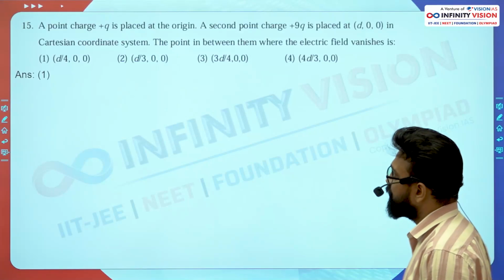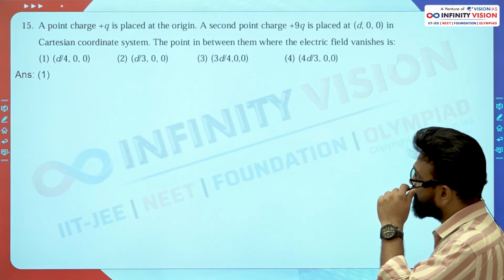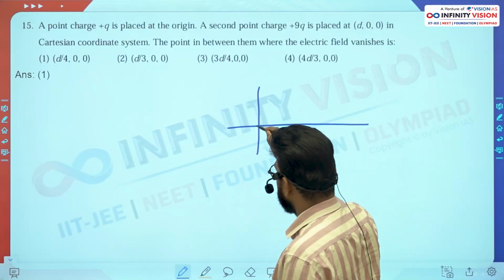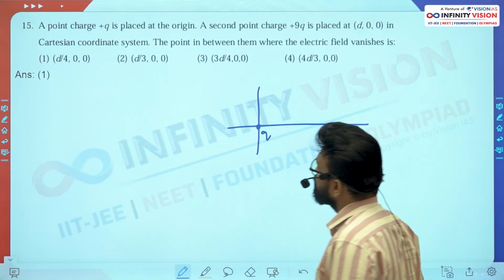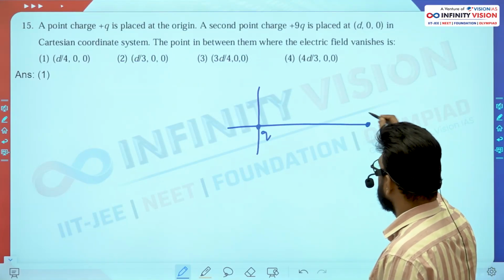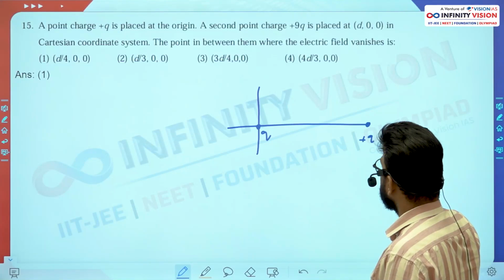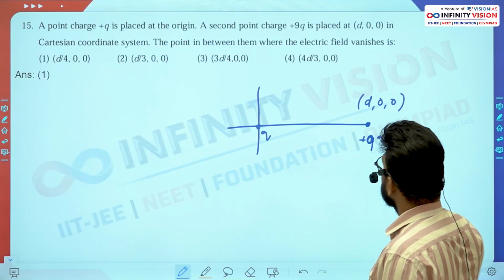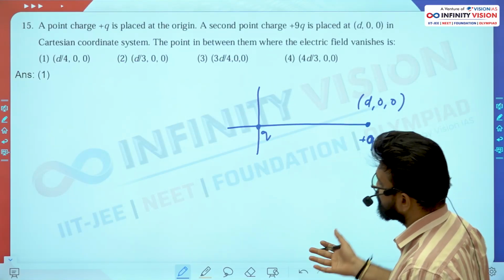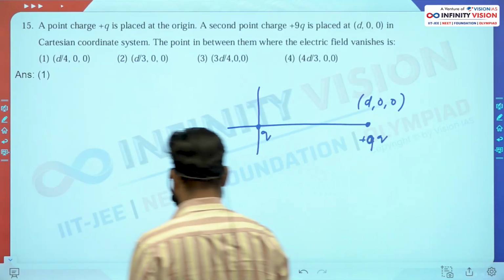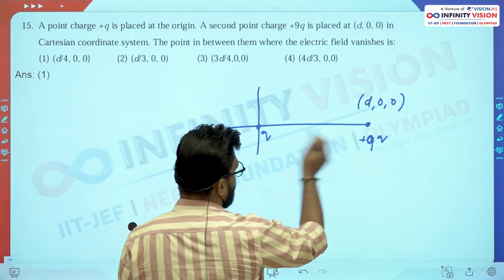Next, a point charge q is placed at the origin. You have a point charge q placed at the origin. A second point charge of plus 9q is placed at a distance of (d, 0, 0) in Cartesian coordinates. Find the point in between them where the electric field vanishes. At what point would the electric field be 0?